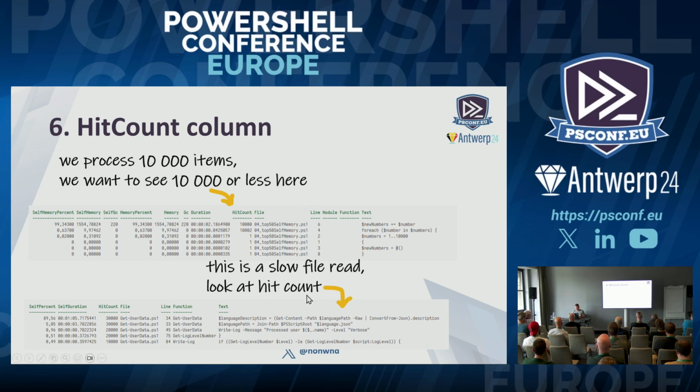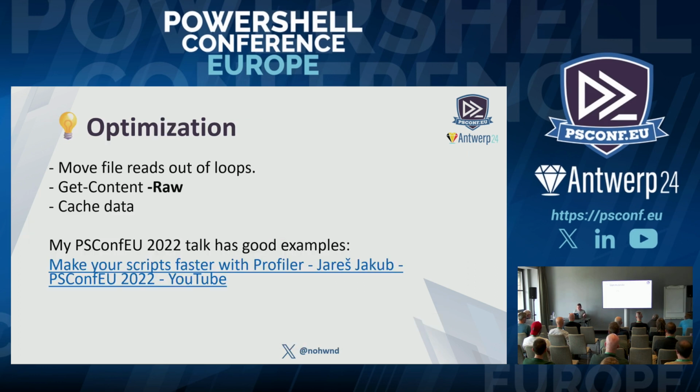And every time I see a read of a file and I see a big hit count, I'm immediately looking: can I move this file read outside of the loop? Can I cache the data? Are they changing so much that I cannot cache them? Do I have to really hit the file 30,000 times? So an optimization for this kind of stuff that you can detect with the hit count is to move the file reads outside of the loops if you can.